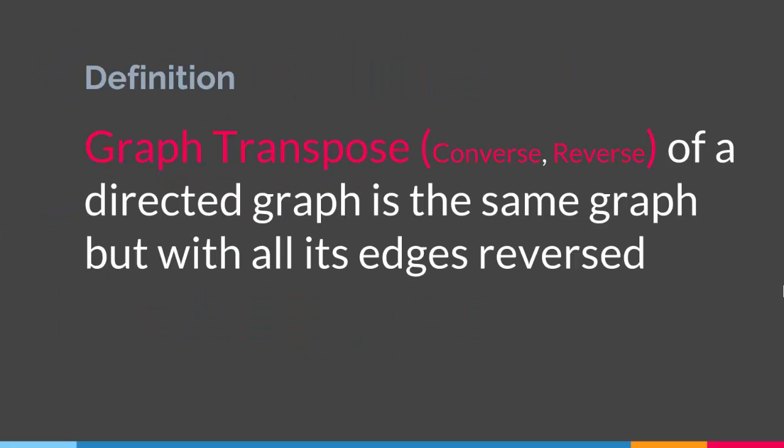What is a graph transpose? Sometimes it's called converse or reverse. Basically, a graph transpose of a directed graph is the same graph but with all its edges reversed. So graph transpose is only for directed graphs, and what we do is we don't delete or add any vertices, we don't delete or add any edges, but we reverse the direction of all the edges to the opposite direction. That is basically graph transpose or graph converse or reverse.